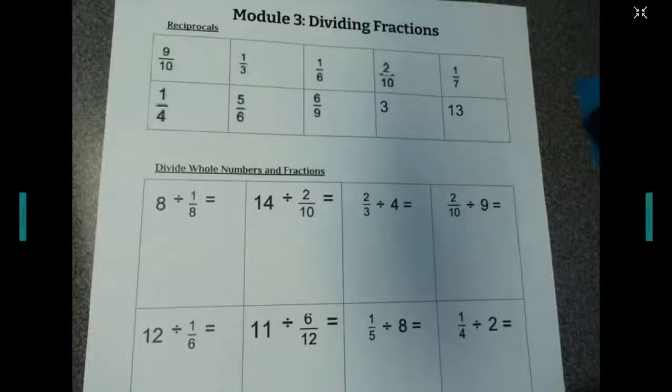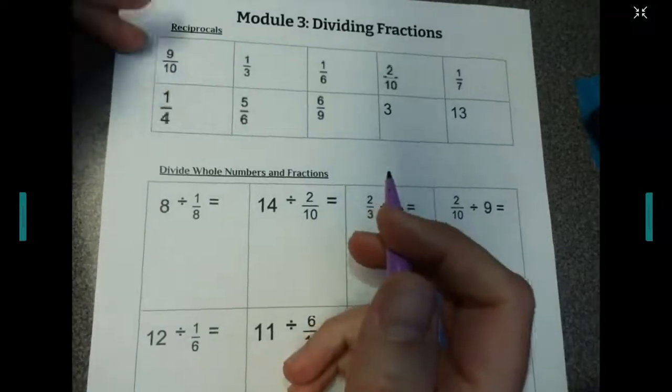Okay, we're in the fourth lesson of Module 3, and we're introducing dividing fractions today. Before we can start with dividing fractions, we need to look at reciprocals. When we do a reciprocal, we just flip the top number and the bottom number. So instead of 9 over 10, we have 10 over 9.